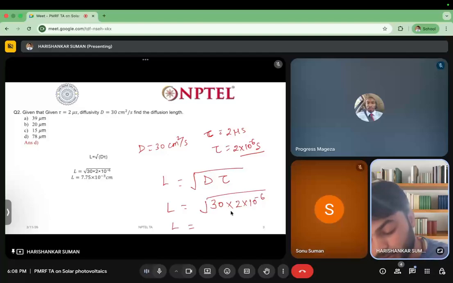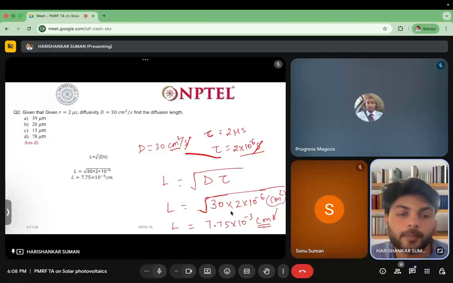Be clear about this, check your dimensions. So this will be around 7.75 times 10 to the power minus 3. This will be in centimeter because the second cancels out, and the centimeter square inside the root will become centimeter. Okay.